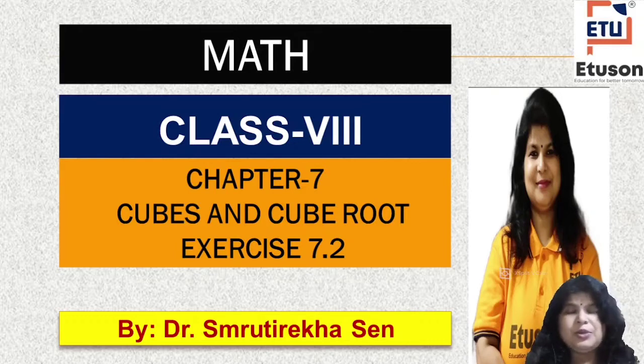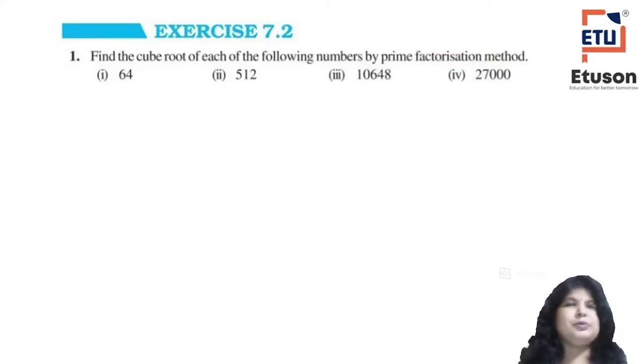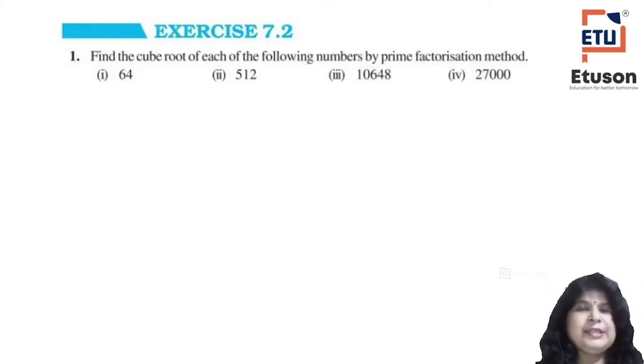So students, without wasting much time, let us start today's class. Today we are going to solve problems from exercise 7.2 of your chapter 7, that is cubes and cube root, from your NCERT book. So are you all ready for that? So let us start. This is question number 1 from your exercise 7.2. Find the cube root of each of the following numbers by prime factorization method.